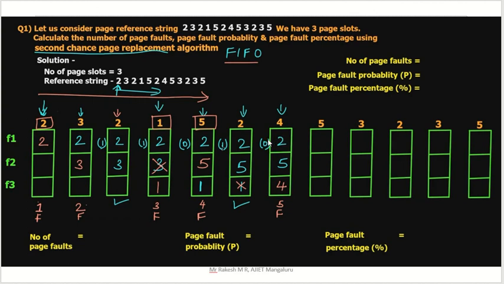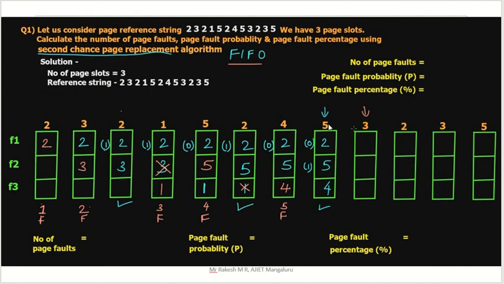Here, 1 is the least used, so we replaced it. Okay, so next 5 is coming inside. Is there an entry of 5? Yes, so write 2, 5, 4, no problem. Then go for 3. 3 wants to enter inside this. Is there an entry of 3? 3 is not there. So 2, 5, 4 is there.